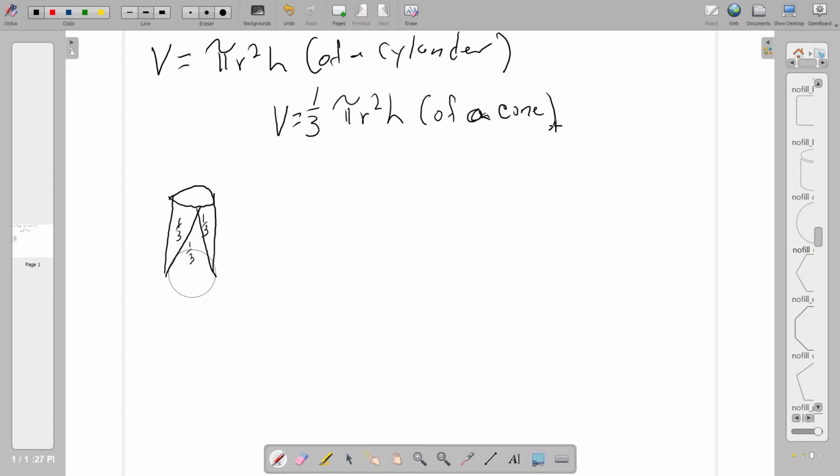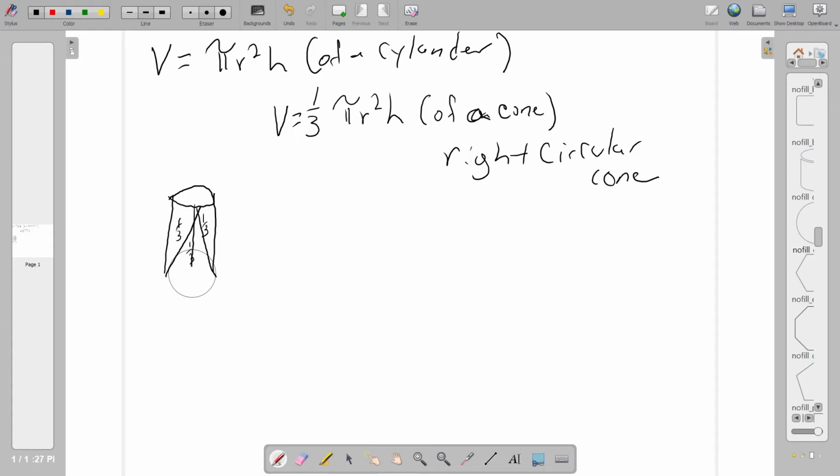So the circle makes sense because it's just the area and how tall that area is. The cone makes sense because there are 3/3 to that cylinder, and 1/3 of it is the cone itself. And this is for a right circular cone. If you want the math term, it's a right circular cone. All that means is it's straight up and down.